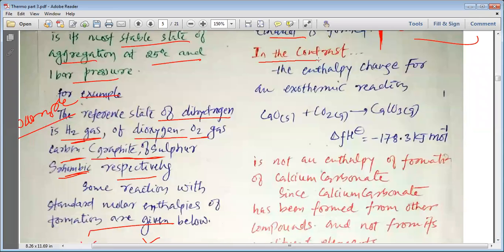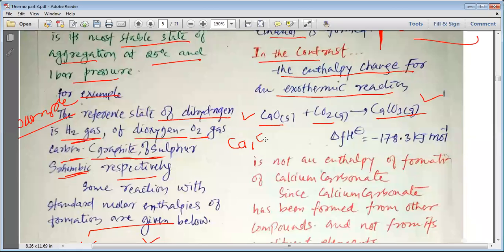In contrast, exactly opposite to it, look at the enthalpy change for this exothermic reaction. Here we have calcium oxide. Calcium oxide reacts with carbon dioxide and we get calcium carbonate. During this reaction, calcium carbonate is produced, but it is not produced from the elements calcium, carbon and oxygen. It is produced from other compounds, which are calcium oxide and carbon dioxide. And that is why we cannot consider this energy to be the enthalpy of formation of calcium carbonate.